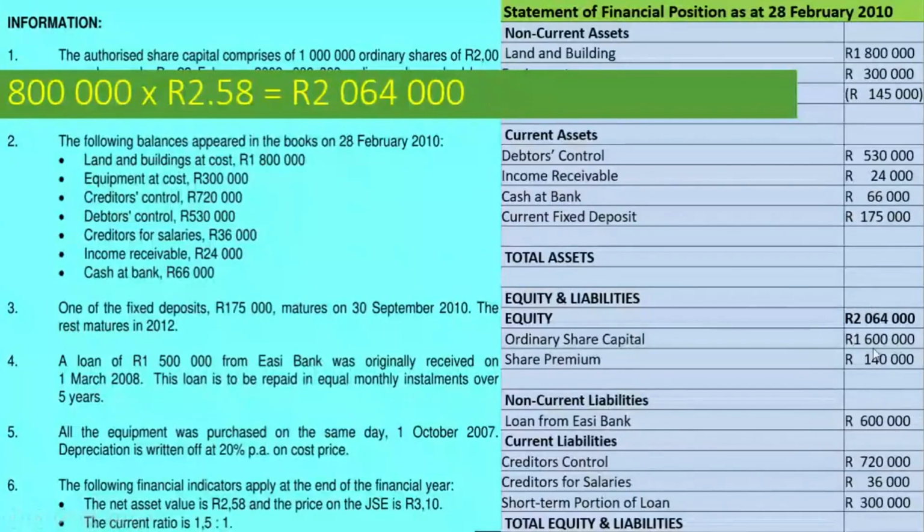Now let's see equity here. We have ordinary share capital of 1,600,000 rand. We have share premium of 140,000 rand. If we add the two together, it gives us 1,740,000 rand. So it does not equal 2,064,000 rand. Why does it not equal that? That means we are missing something. There's still a value of equity that we need to put here.